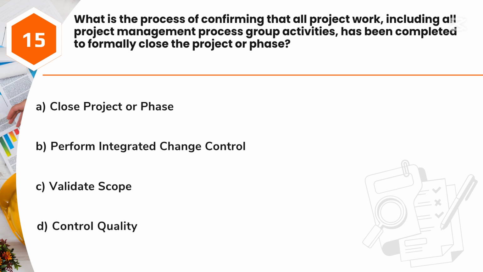Question 15. What is the process of confirming that all project work, including all project management process group activities, has been completed to formally close the project or phase? A. Close project or phase. B. Perform integrated change control. C. Validate scope. D. Control quality.